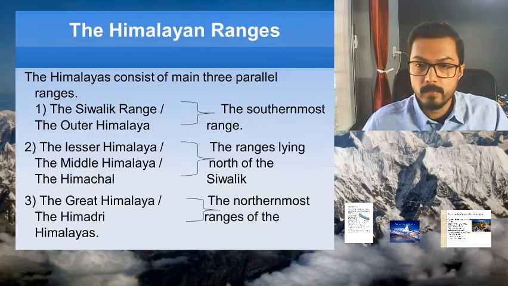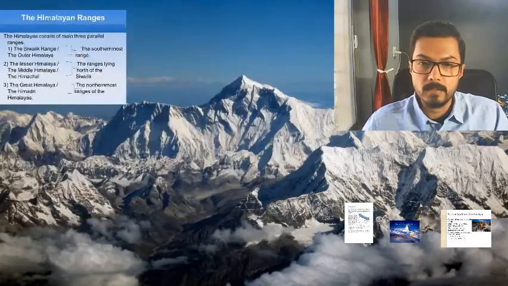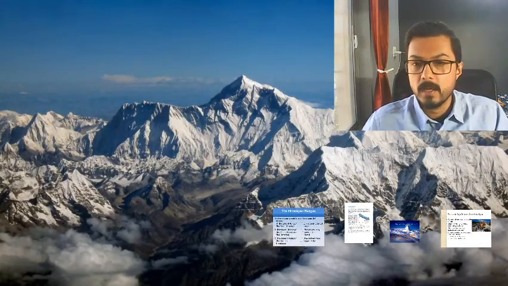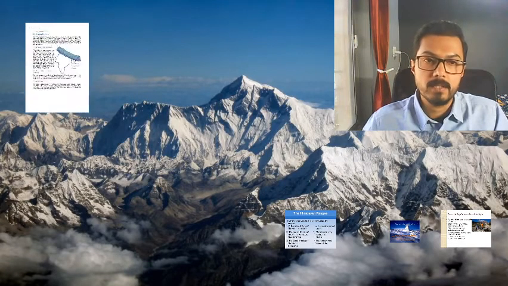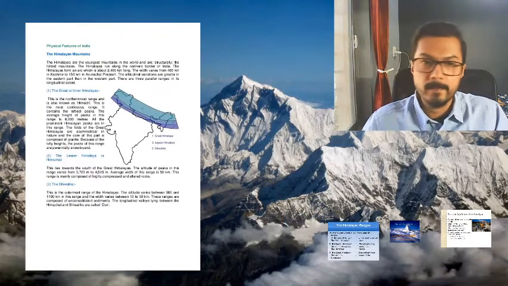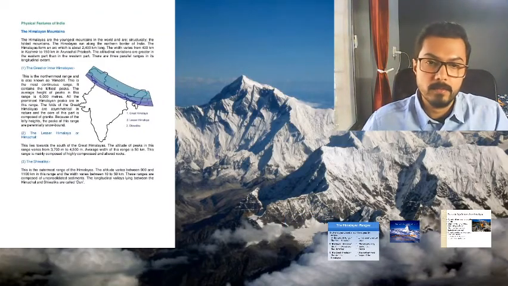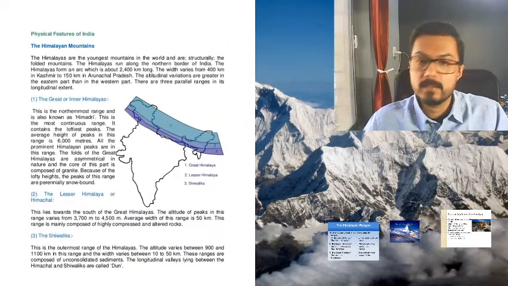Now you might wonder why this division of the Himalayas is made into three parts. What is the significance of this? Let us look at the significance of each of these three parts, which will help us understand much better in detail. You can see the map over here, the map of India, which is placed on your screens. It will show you where these three parts lie.